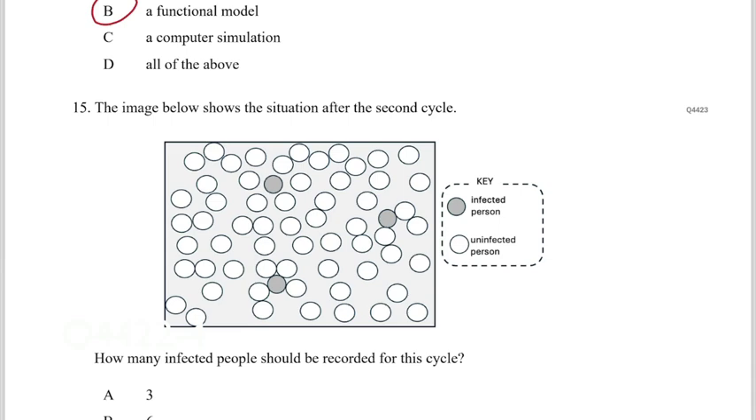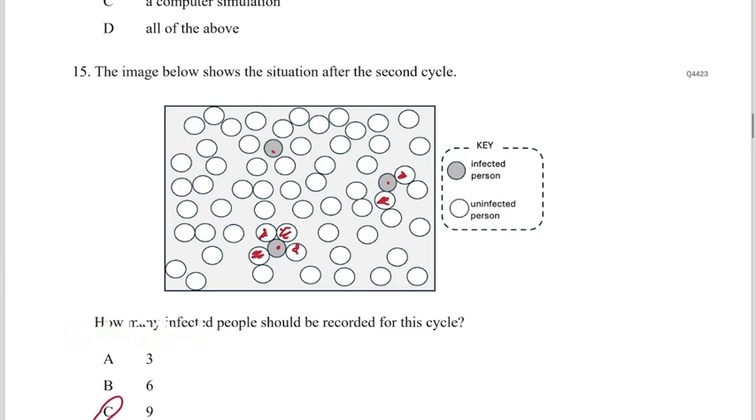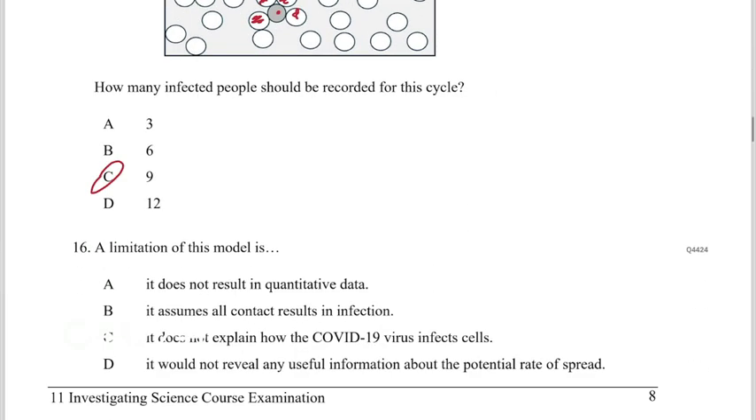How many people should be recorded from the cycle? Well, if they're touching one of the balls, they're going to be infected. So now we've got 1, 2, 3, 4, 5, 6, 7, 8, 9. So there should be a total of 9 people. Don't forget to include the people who are already infected.